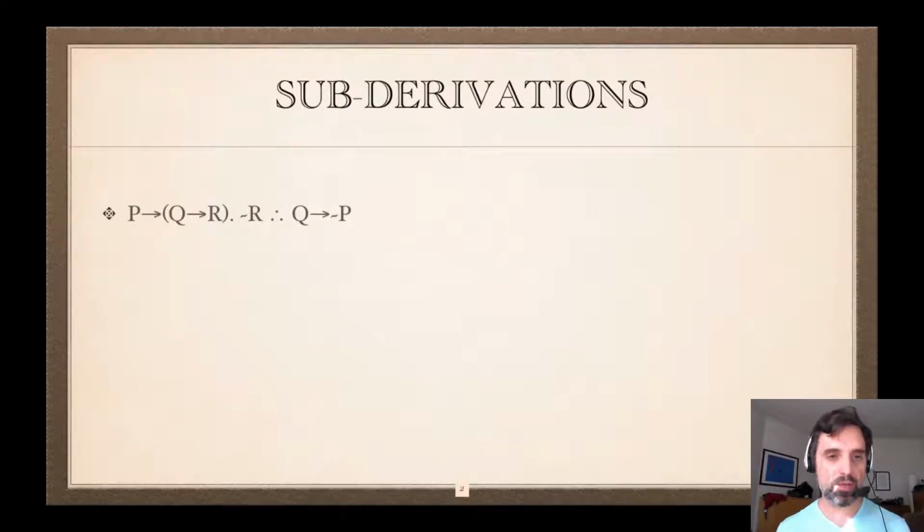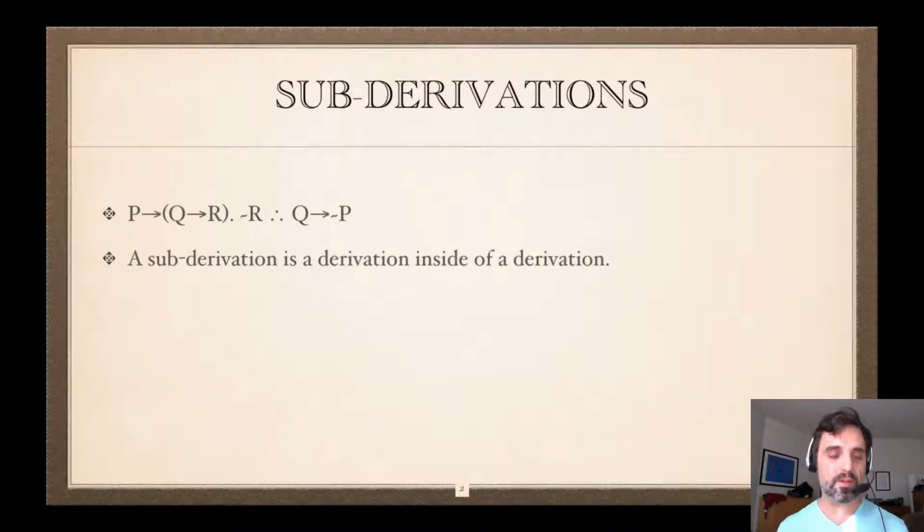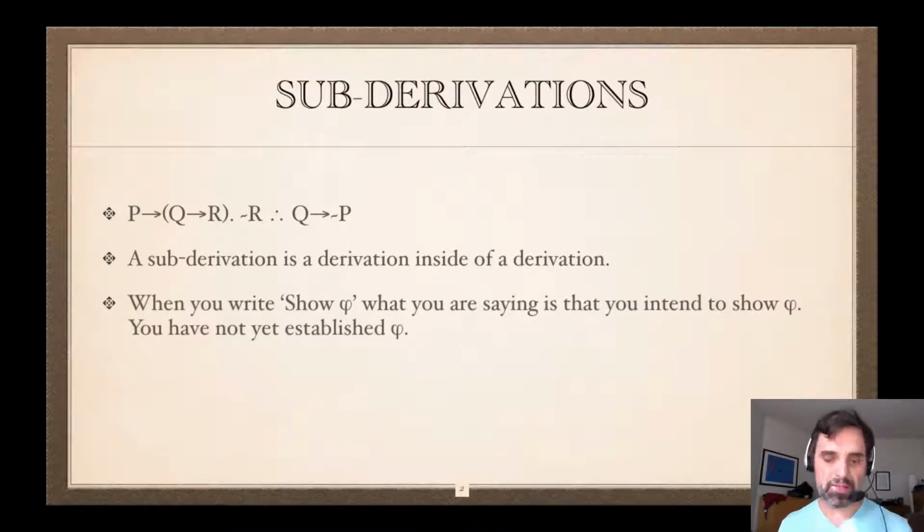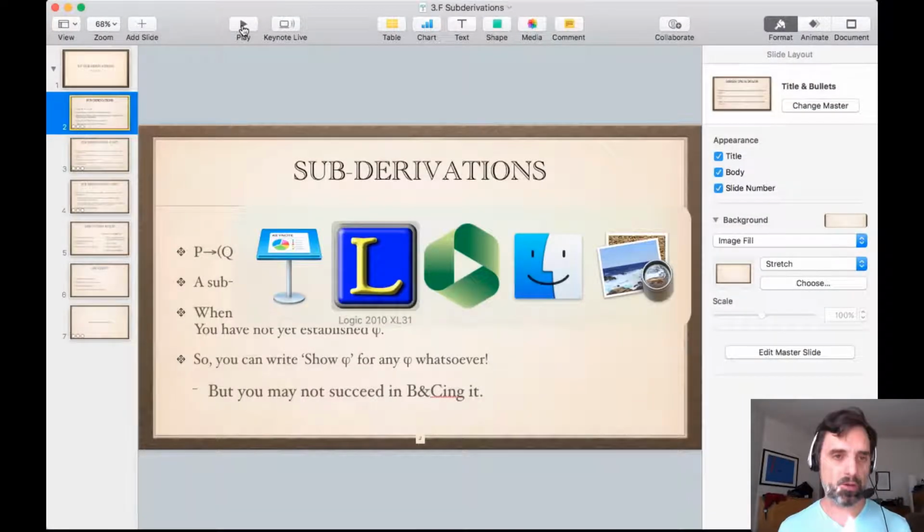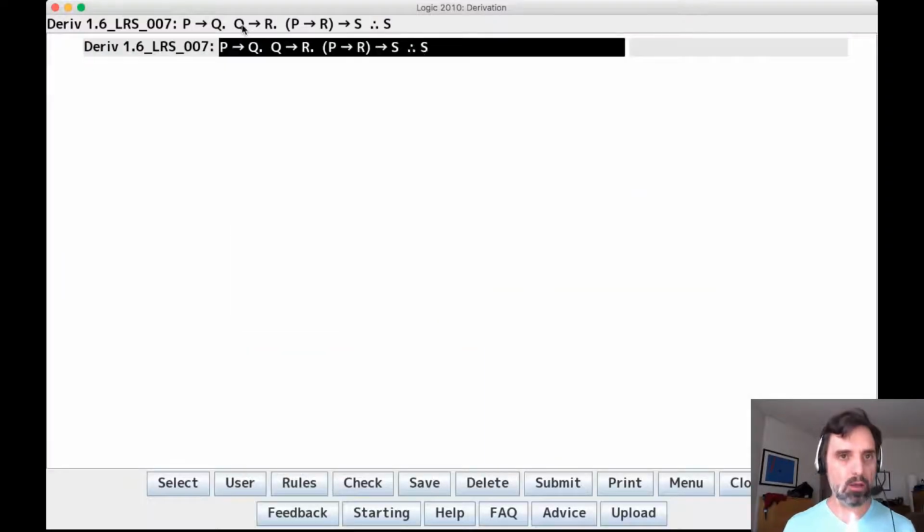You had if P, then if Q, then R, and not R, then if Q, then P. Well, this argument is derivable, but you need to do a subderivation. And what is a subderivation? It's a derivation inside of a derivation. So let's take a look at an argument involving a subderivation.